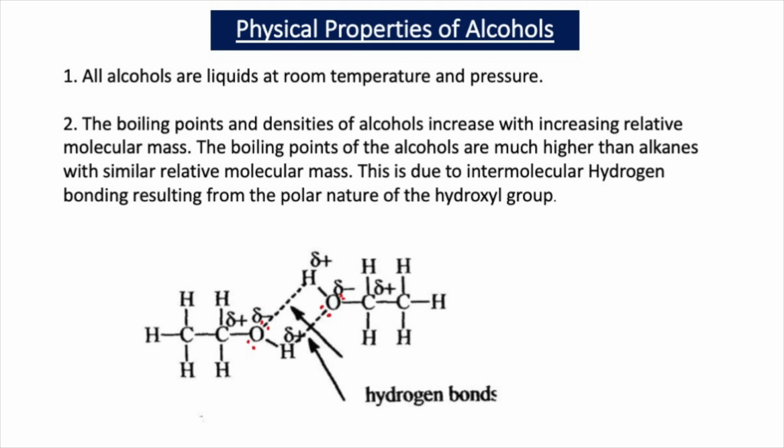It's also important to mention here that if you increase the alkyl chain in an alcohol, in other words go from methanol to ethanol to propanol to butanol, etc., you increase the amount of van der Waals forces that exist between the molecules. If you increase the alkyl chain, there are more electrons and there are more van der Waals forces. Therefore the boiling points of alcohols increase as you make the alcohol chain longer.